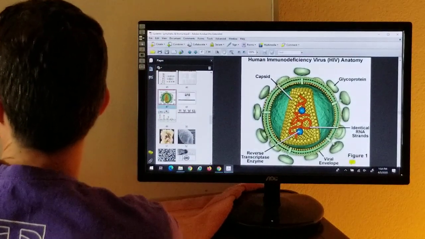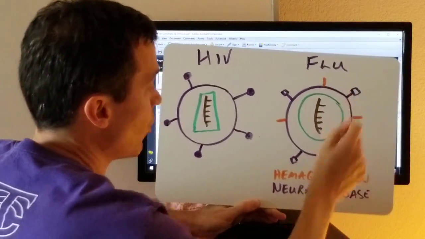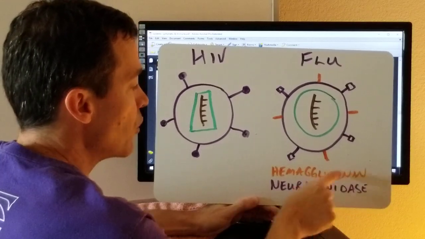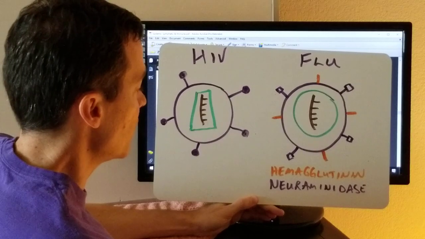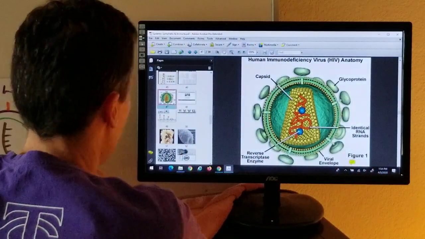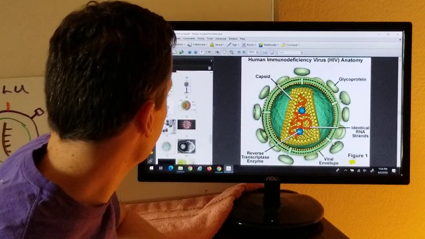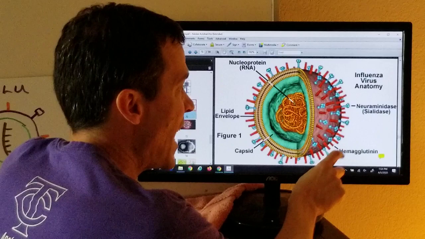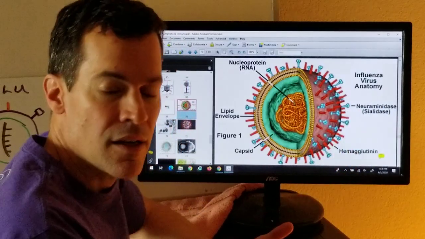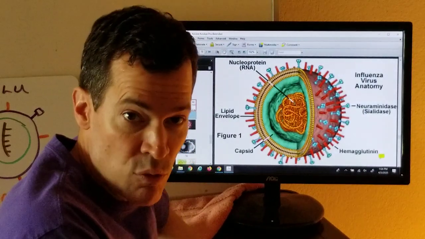Same thing over here with flu. These flu viruses have a couple of proteins on them. They have a hemagglutinin and a neuraminidase. You don't have to know the names. But what's significant is, if I look at flu, let me pull up my flu diagram here. Hemagglutinin starts with an H, neuraminidase starts with an N. You might have heard of H1N1 flu or H5N1 flu.